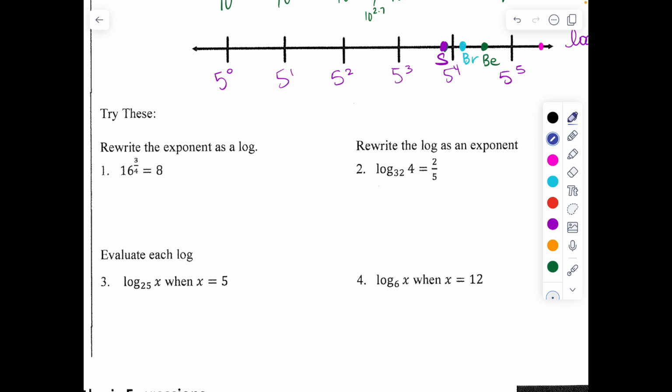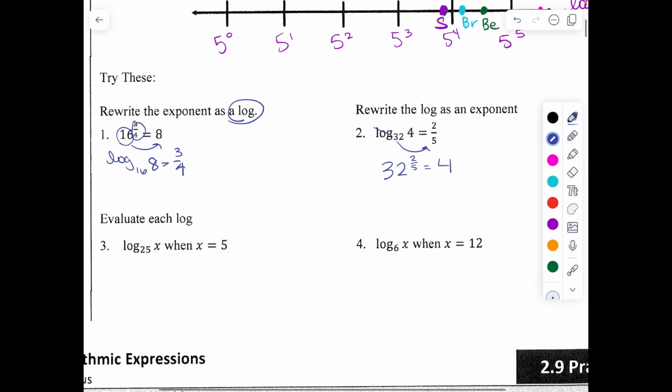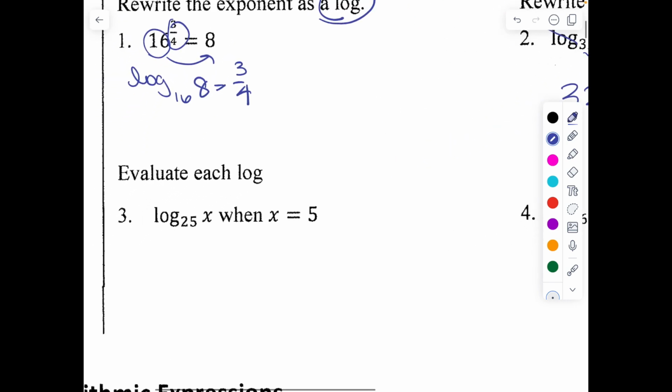Okay, so once you've tried these, let's check to see that you got them right. So if we're going to write this as a logarithm, we're going to say log base 16 of 8 equals 3/4. To write this as an exponent, we're going to take off the log and take 32 to the 2/5 equals 4.